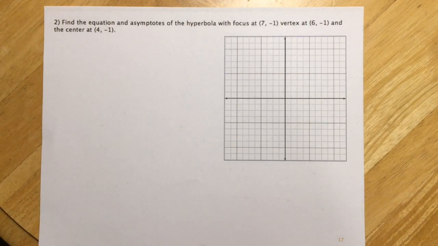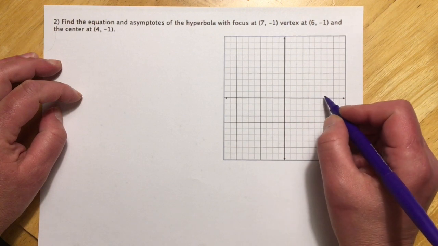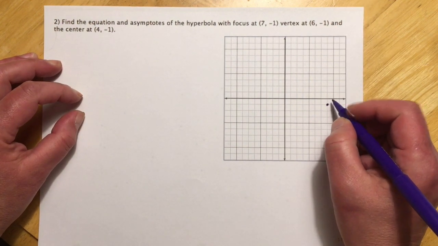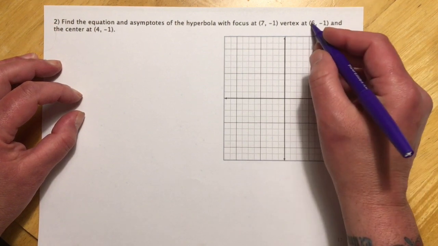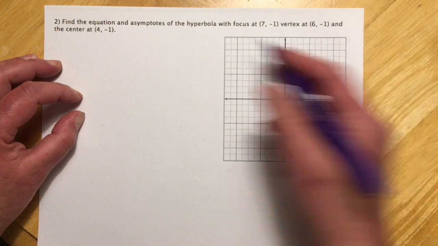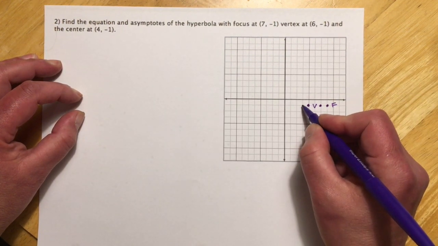Okay, for number 2, we have: find the equation and asymptotes of a hyperbola with focus at 7, negative 1. So then x is 7, y is negative 1, so that'd be right there, and that was a focus. A vertex at 6, negative 1. So that's right there, vertex, and a center at 4, negative 1. So right there's the center.